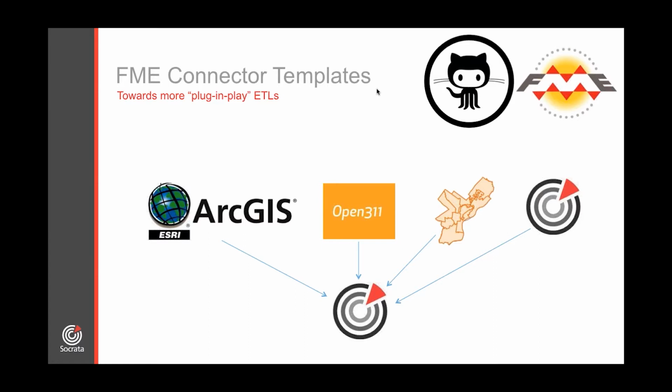Yeah, at Socrata, what we're doing with these connector templates is we're attempting to make ETL more of a plug-and-play thing. So if you have data in a particular data system, maybe it's ArcGIS, maybe you have Open 311 data, shapefiles, data in an existing Socrata dataset, and you want to do ETL on that data, extract it, transform it, and publish it to Socrata, we are going to offer these connector templates, which are FME workflow templates that you can download and follow a few simple instructions to configure for your particular system.